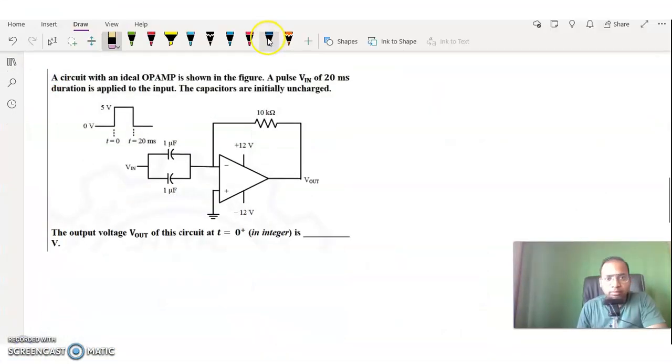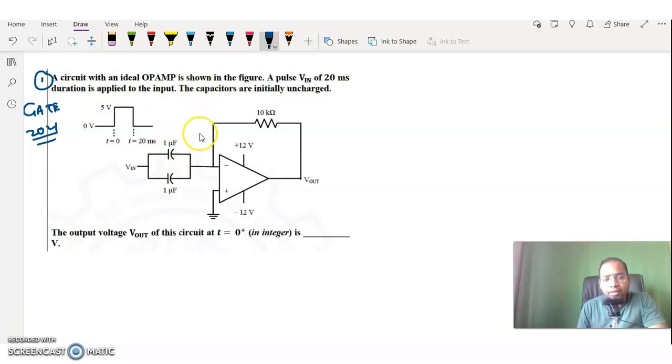So it is the first question we are going to see here, and it is a GATE 2021 question, guys. That means just last year's question. And if you look at this one, a circuit with an ideal op amp is shown in the figure. A pulse input voltage Vin of 20 milliseconds duration, that is 0 to 20 milliseconds, is applied to the input, and the capacitors are initially uncharged. So that means both these two capacitors do not have any initial charge.